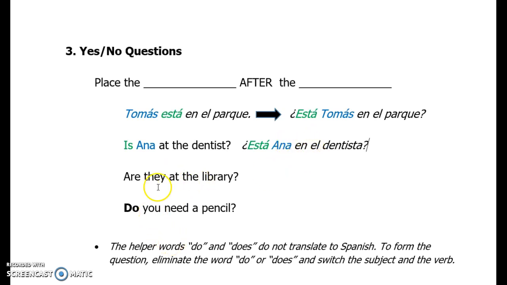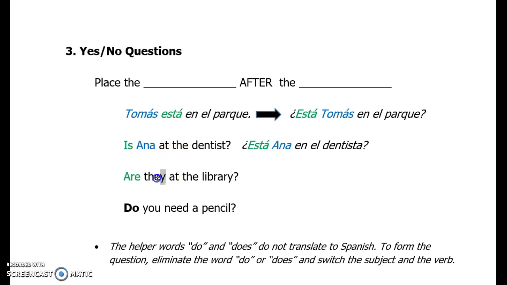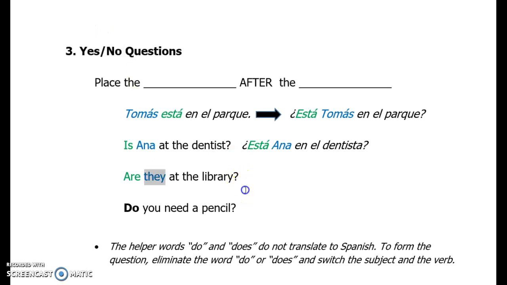All right, let's do another at one because it makes things a little bit easier to do some extra practice. We are going to change this to green because there's my verb. We are going to change this to blue because they is my subject. All right. So are they at the library? We do this exact same thing in English. We put are they at the library, verb subject to. So we're going to do this.